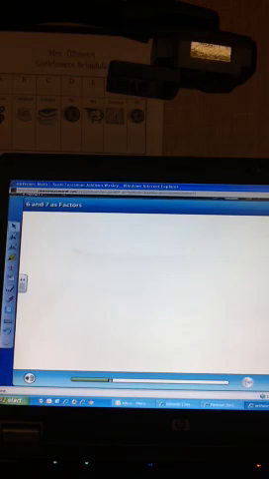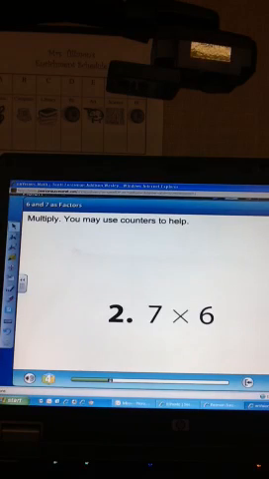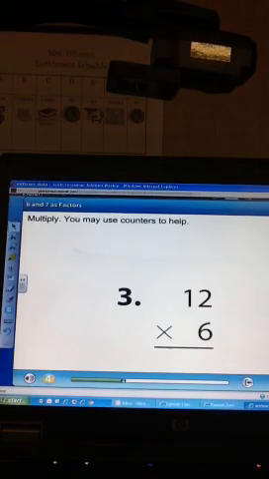Number 2, 7 times 6. Now, as you notice, you could break up either one of these. You could break up your 7 into a 5's fact and a 2's fact, or you could break up your 6 into a 5's fact and a 1's fact. You choose. You just need to show me which one you chose, your multiplication problem, and your answer.